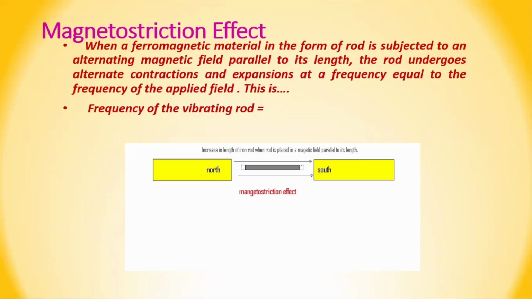Okay, now the question is, when I keep this ferromagnetic rod in a changing, alternating magnetic field, the rod starts vibrating. Now, what is the reason for the vibration of the rod? Can anyone tell me why the rod vibrates?